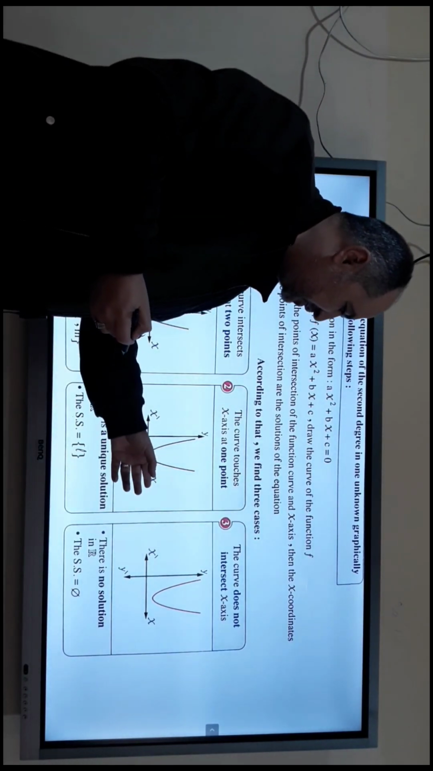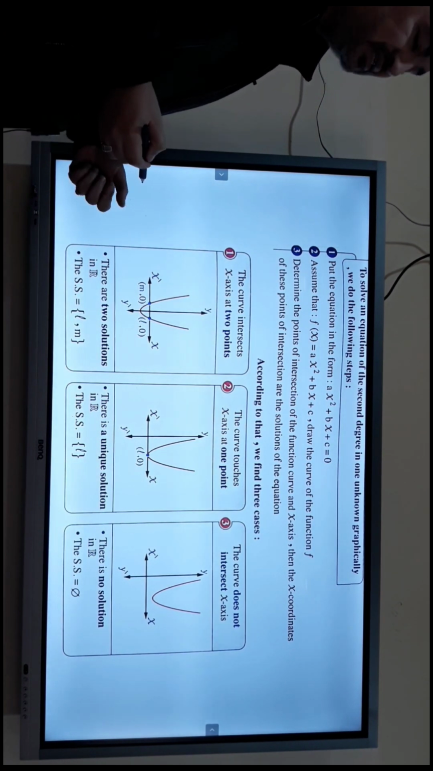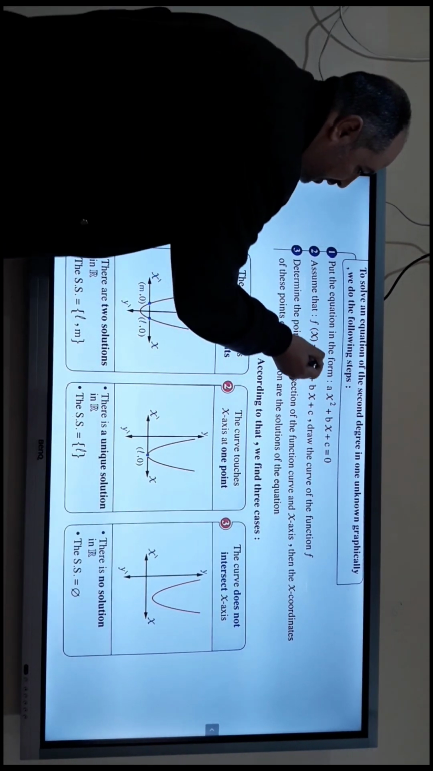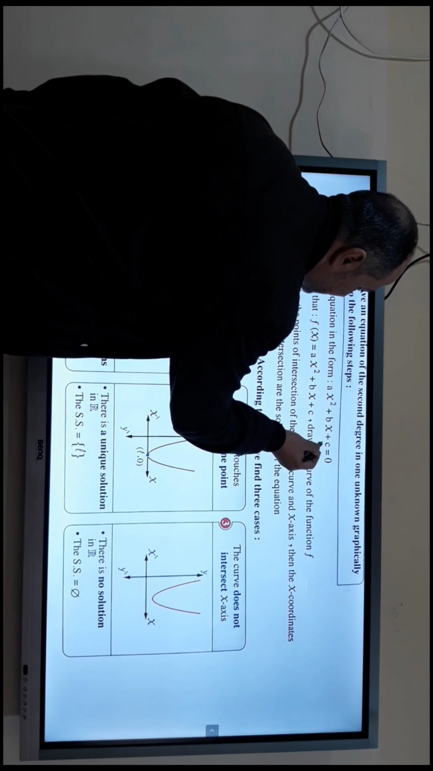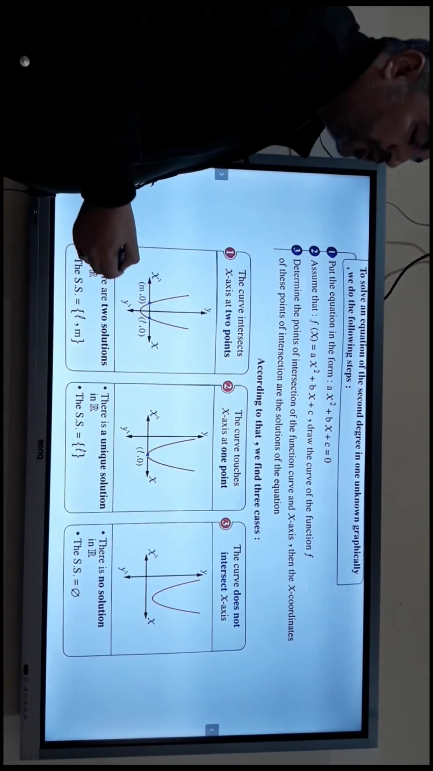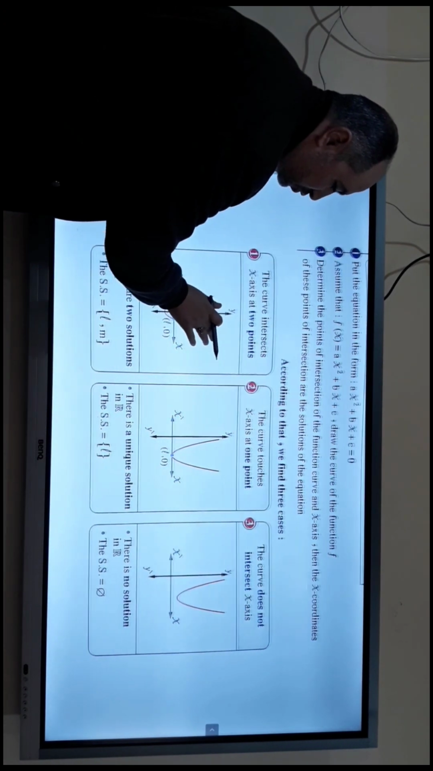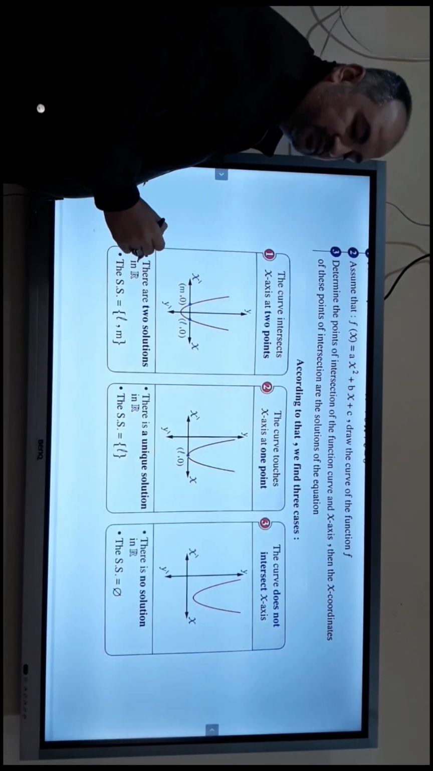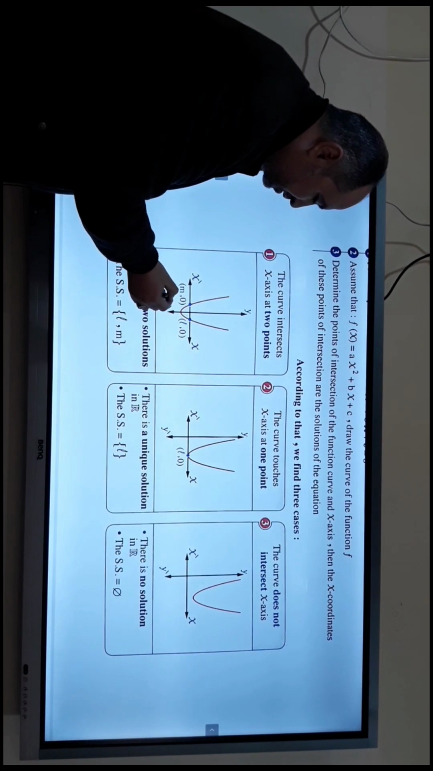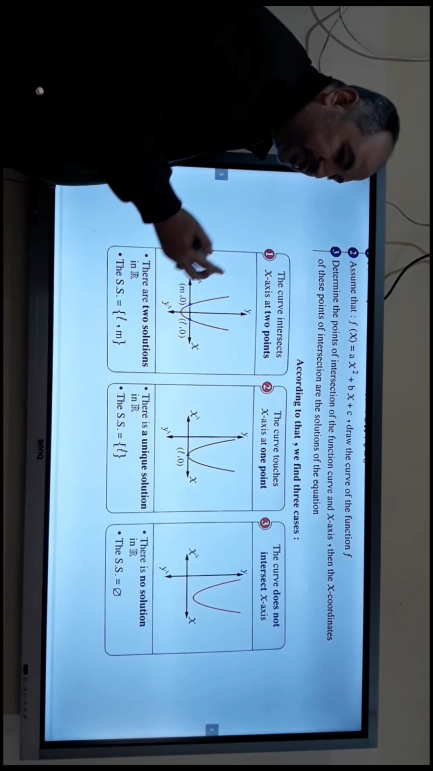There are three forms or three solutions of the second degree equation. ax² + bx + c = 0 is the general form of the second degree equation. The solution is one of these cases. In the first, the curve intersects the x-axis at 2 points.